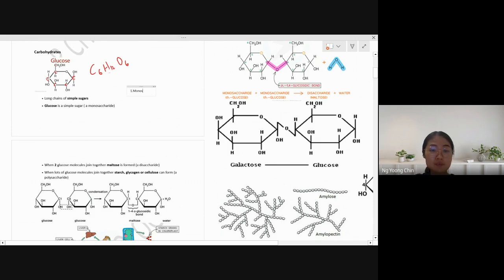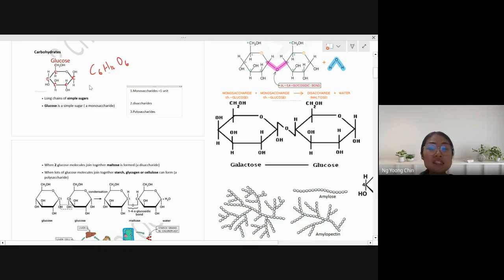Monosaccharide, and then the disaccharide, and then the polysaccharide. Those are the 3 classes of carbohydrates. So what is meant by monosaccharide? Monosaccharide is known as the monomer form of the molecule. Monomer form means that they contain only 1 unit.